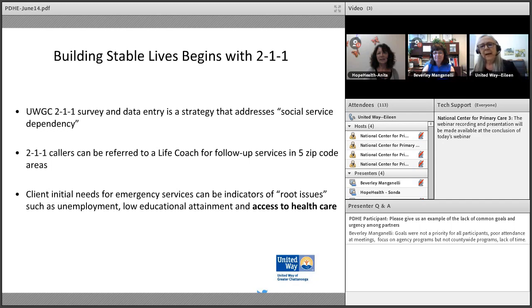I was told that health is not something that they can deal with, that they have all these emergency needs, and that they can't possibly address health in terms of encouraging them to get a medical home, not do this emergency room care for a chronic disease.